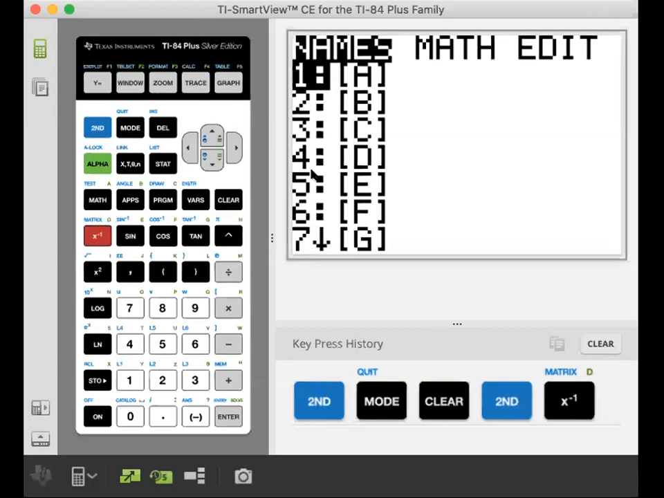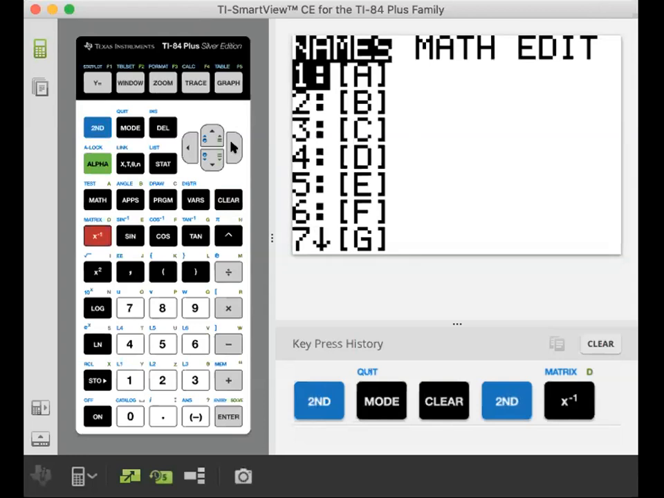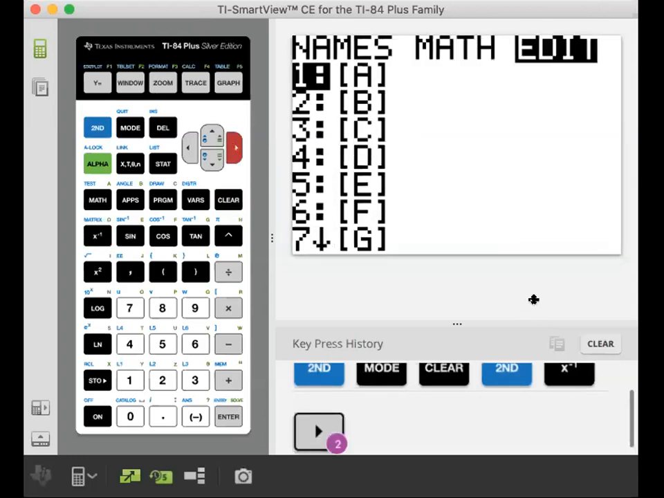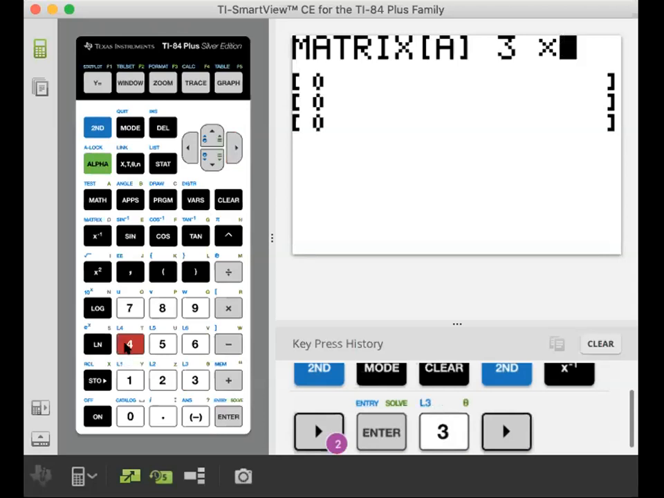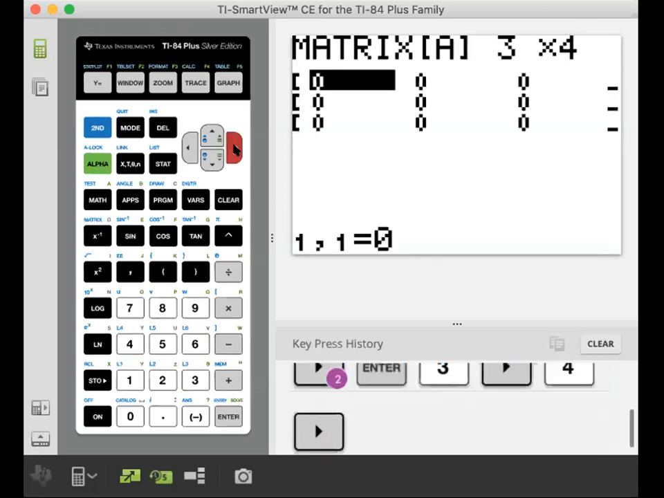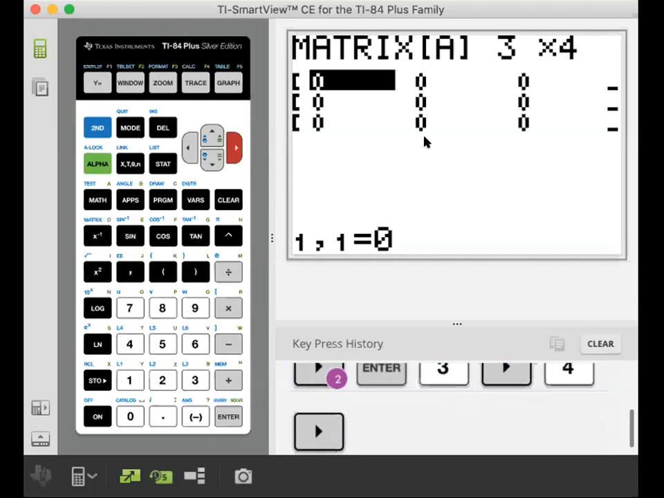And you see here 1, 2, 3, 4, 5, 6, 7. I'm just going to go over to the right and say edit matrix A and hit enter. And then it asks me what are the dimensions of this matrix. This augmented matrix I just did was 3 rows and 4 columns. So I say 3 by 4. And you can see that as I do that, we get a bunch of zeros in the matrix.